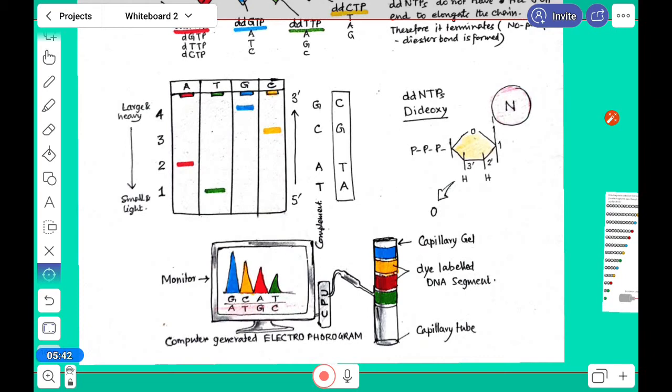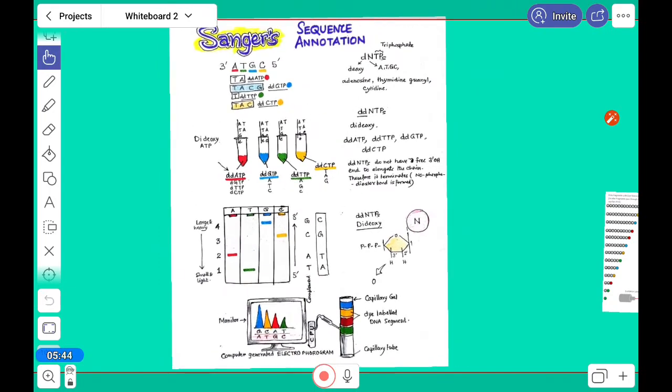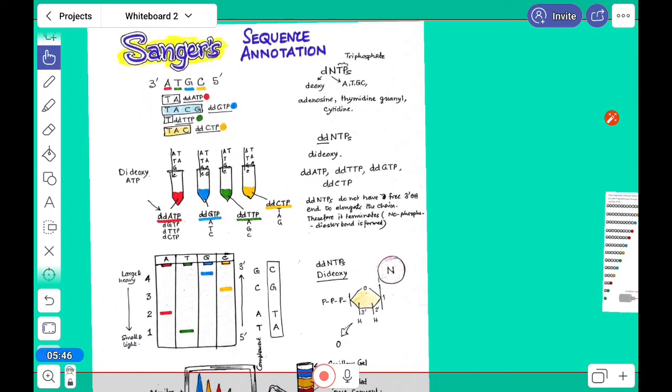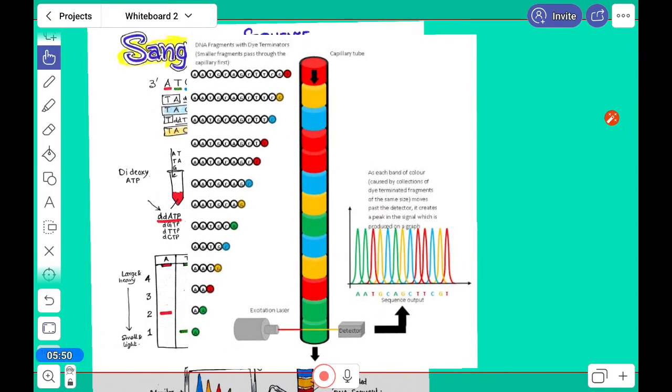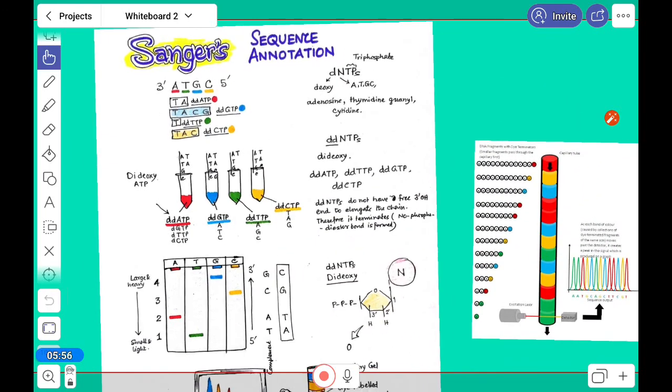So this is a very brief discussion about Sanger's method. Here you can see when the sequence is moved, how it looks in this capillary, and how the sequence looks. Okay.